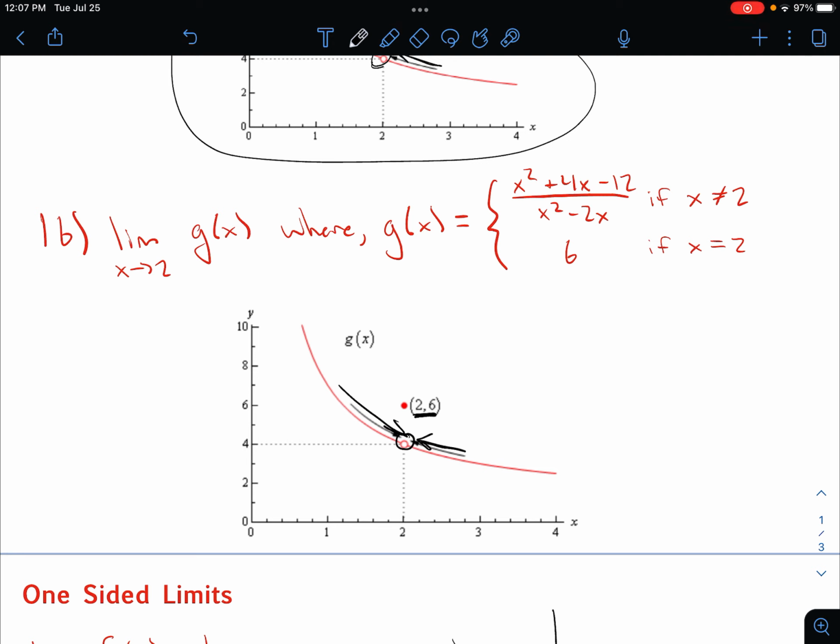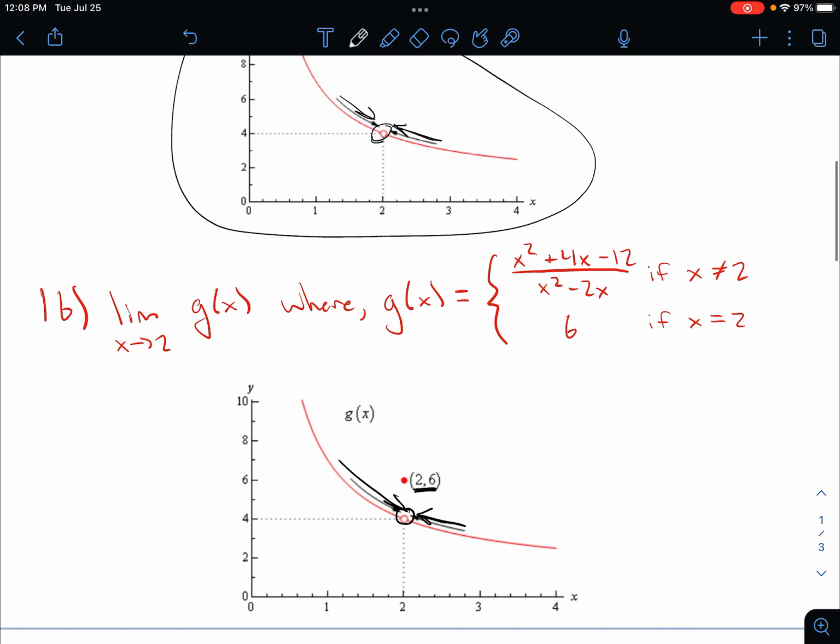So you see this whole graph would give us the exact same table. It's just that if we put in 2 for x, we would get 6. So what we're learning here is that the limit does not depend on what the function actually is necessarily, only what the function is approaching.